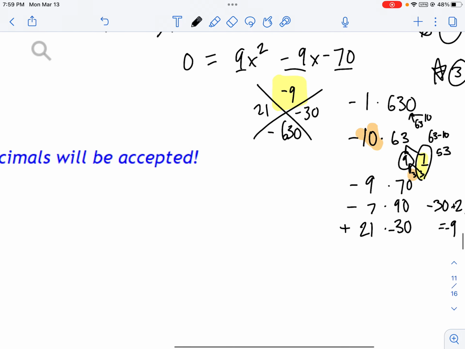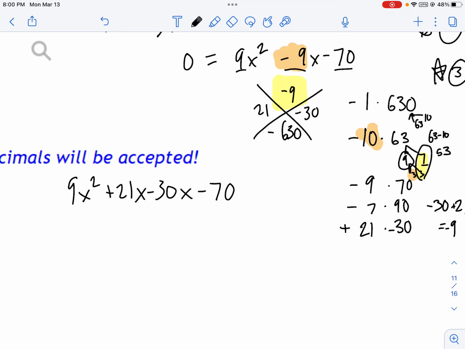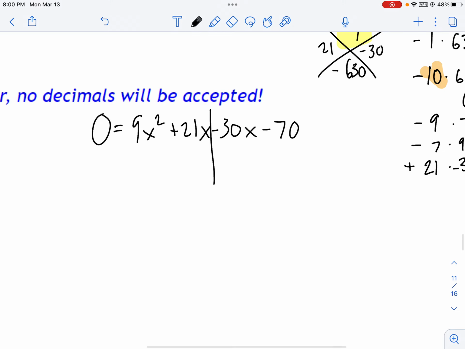Alright? So, from here, the reason why we add to our middle number is because we replace our middle number in our original expression, so 9x squared, and then we would do plus 21x minus 30x minus 70. Okay, and now this is factoring by grouping, right? This sucker equals 0. Split right down the middle. Be careful not to split your sign.